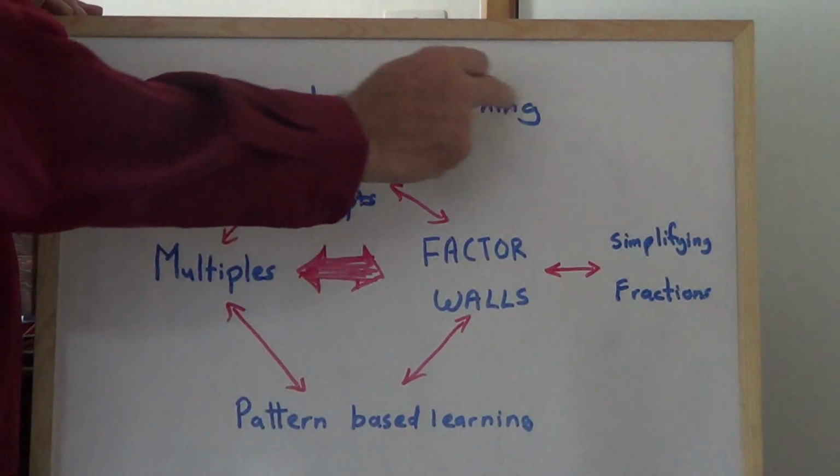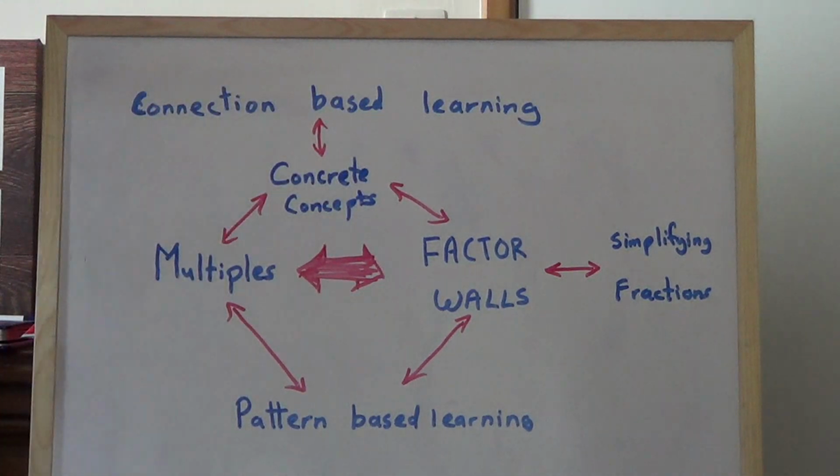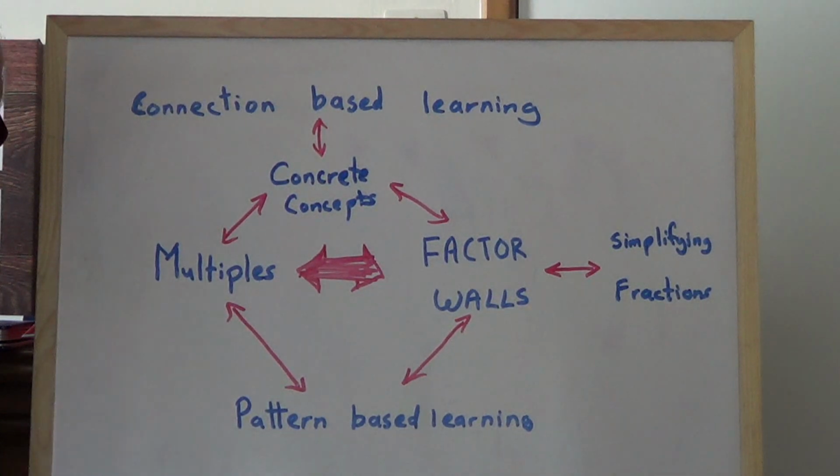This is connection-based learning, all right? Because what you need to do is link mathematical concepts to concrete concepts, and if you can make that connection, because it's easier to make connections to concrete things than abstract things.